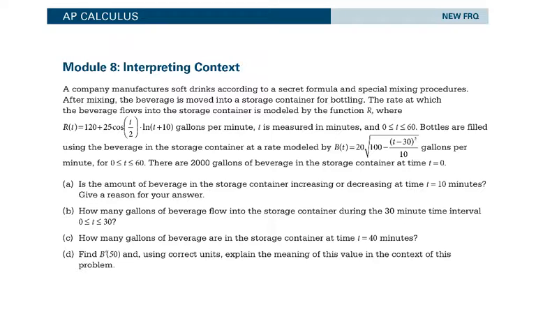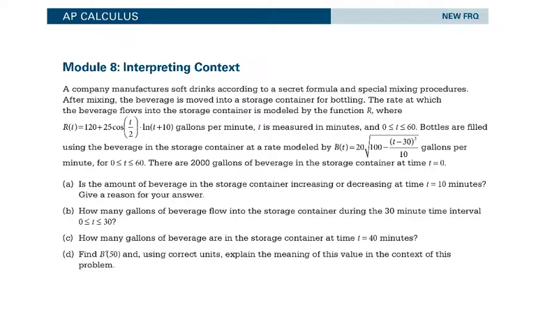This video is on rate in and rate out problems. So the problem says, a company manufactures soft drinks according to a secret formula and special mixing procedures. After mixing, the beverage is moved into a storage container for bottling. The rate at which the beverage flows into the storage container is modeled by the function R, where R of T equals this whole equation, gallons per minute, T is measured in minutes, and 0 is less than or equal to T is less than or equal to 60.